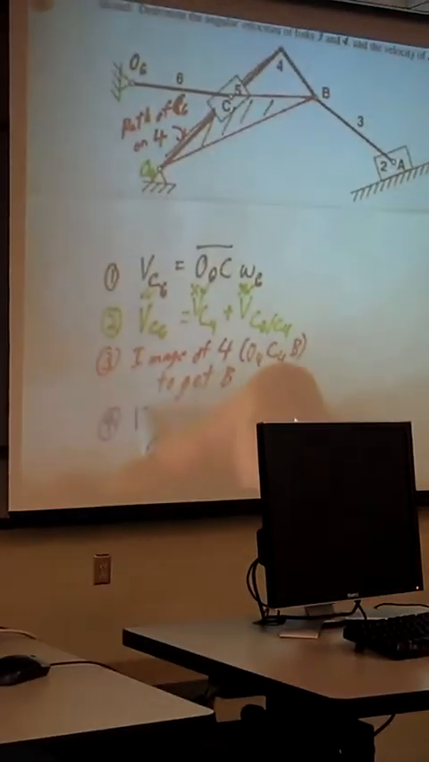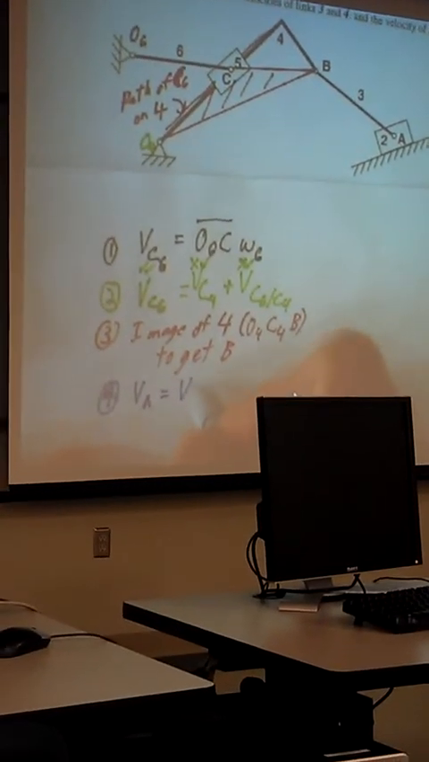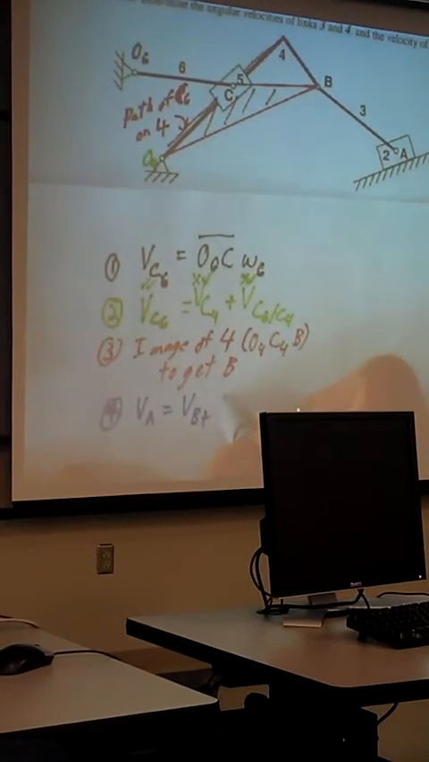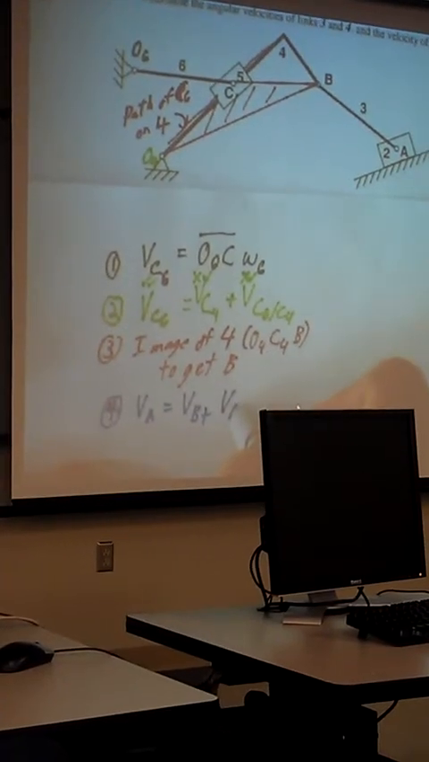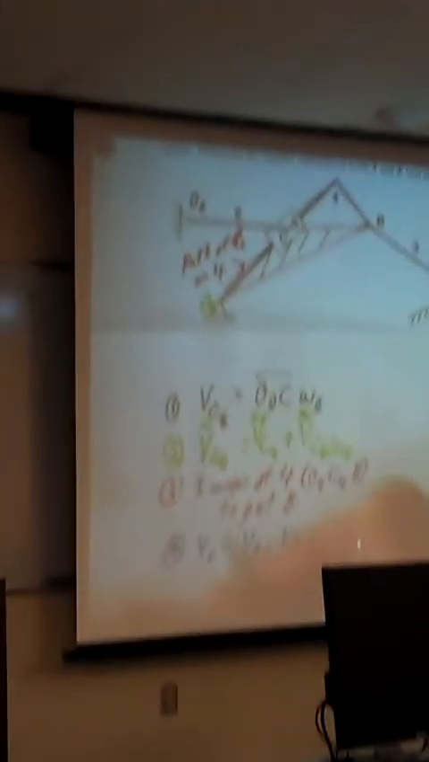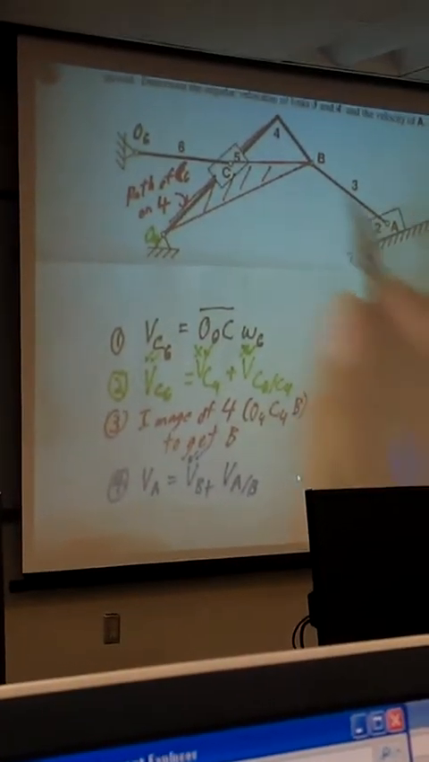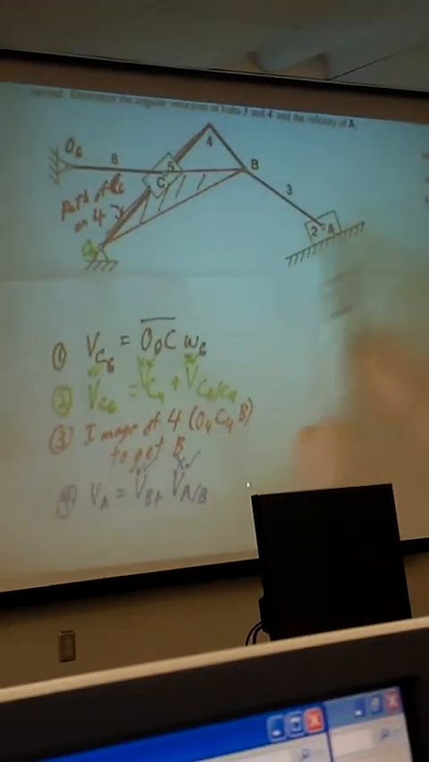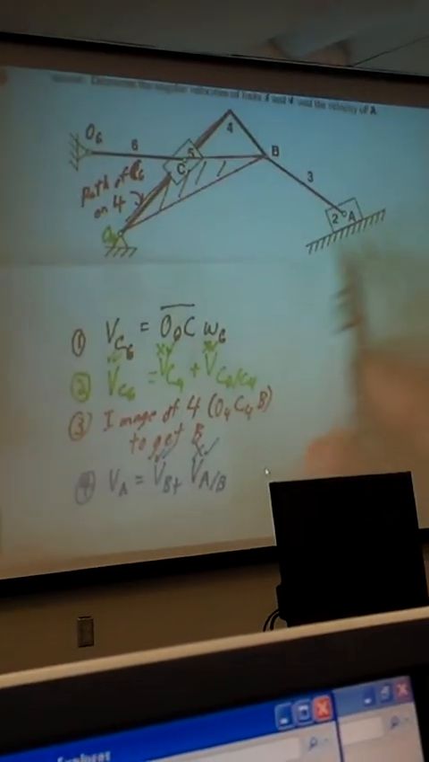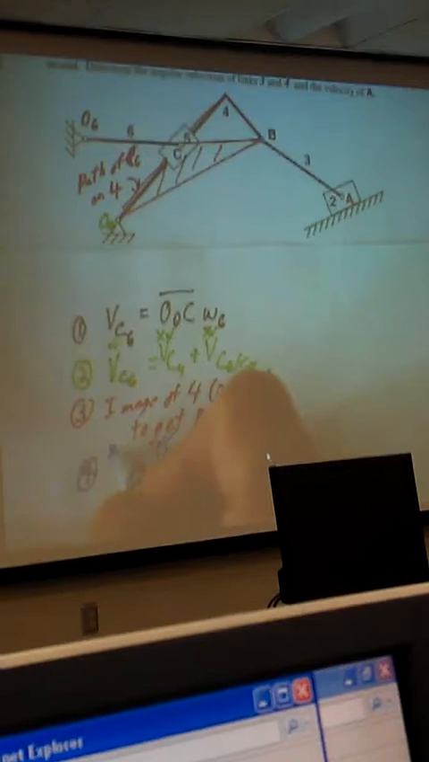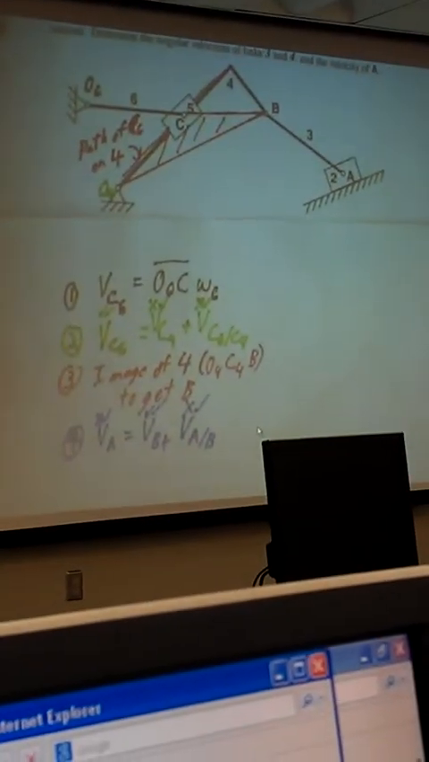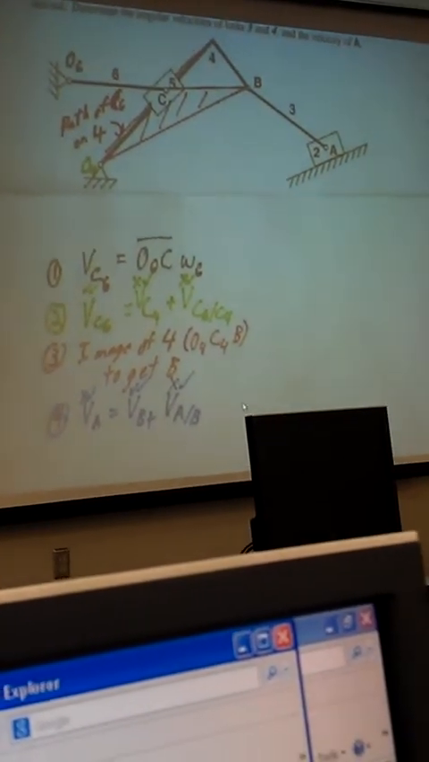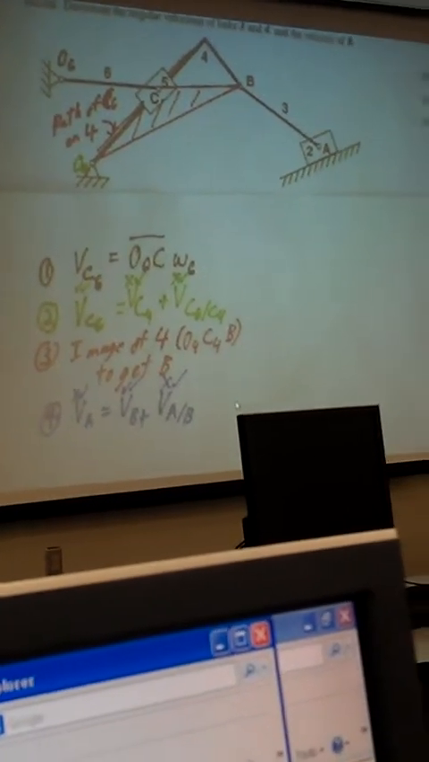The velocity of A is equal to the velocity of B plus the velocity of A with respect to B. I know everything about B from the previous step. A relative to B is perpendicular to the line segment AB. And the velocity of A tangent to its path is going to be parallel to the ground there. So this says I have everything I need. All I need to do is to do the diagram. So we're going to pull my ruler out.